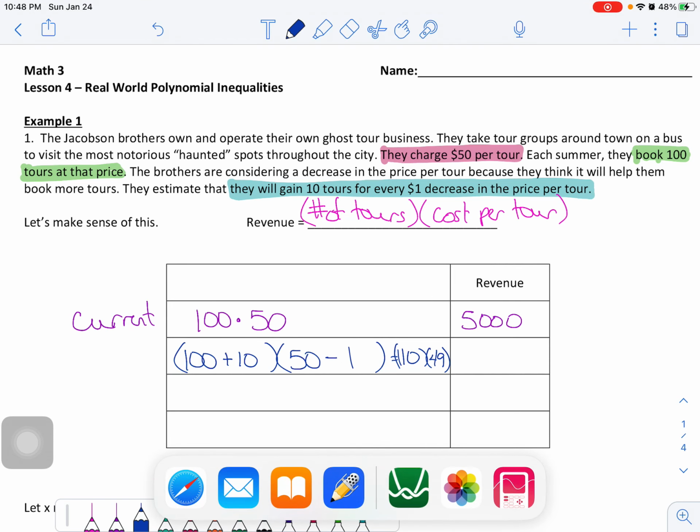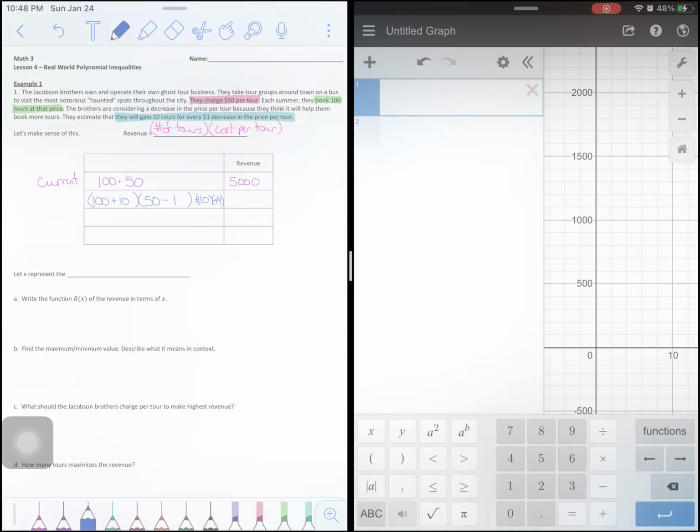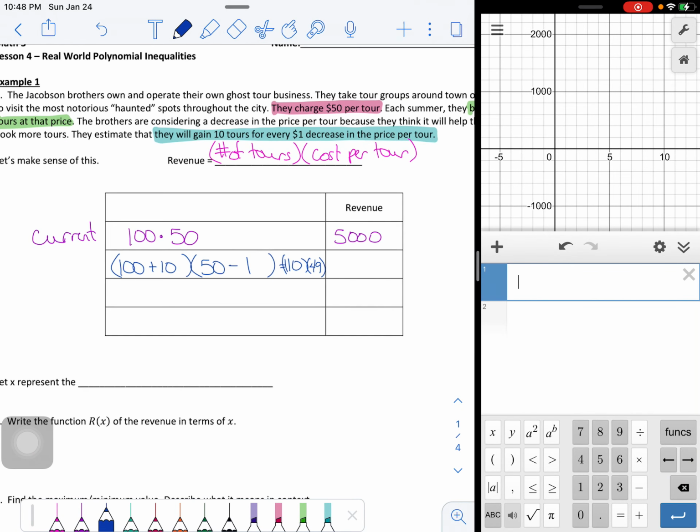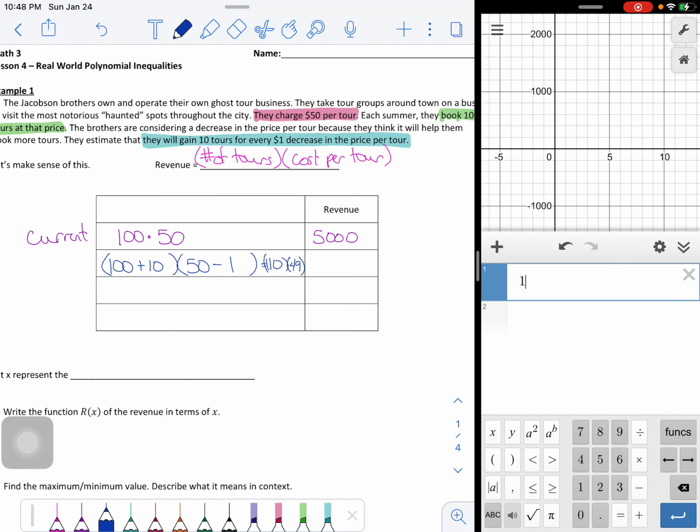All right. Let me go ahead and pop up Desmos here, just because I'm going to use it as the calculator function. So what is 110 times 49? Well, that turned their profit, or their revenue, sorry, let me get the right term here, their revenue increased. So it went from 5,000 to 5,390. That's not too bad, all right?